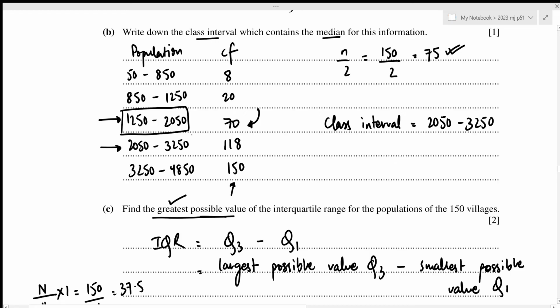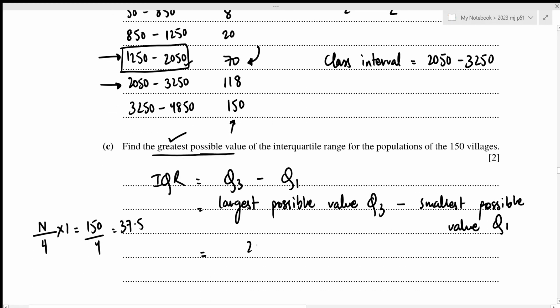But always remember, in our continuous interval data, the upper limit will not include 2050. So it will only include the numbers till 2049. So that will be the largest possible value in this case. All right, now for, oh sorry, this one is for Q1, not Q3. So for Q1, we need to consider the smallest possible value, which is 1250.